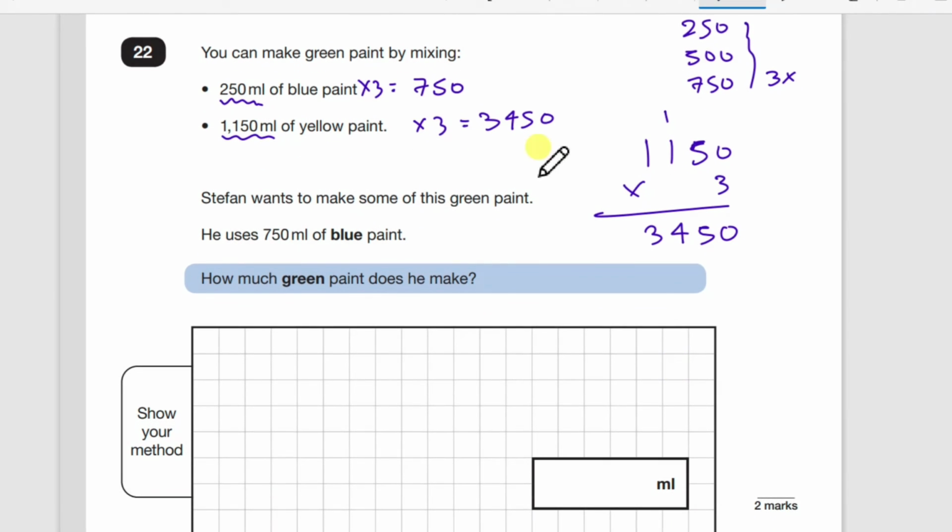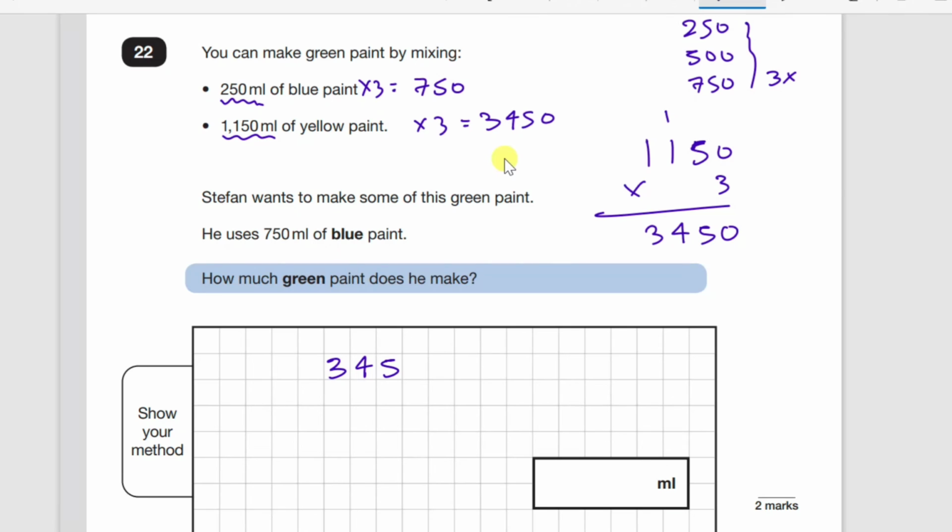Therefore, to get green, you need to add up your two figures. So 3,450 add 750. Whew, almost done. 0 plus 0 is nothing. 5 plus 5 is 10, carry the 1. 1 plus 4 is 5, plus 7 is 12, carry the 1. And 1 plus 3 is 4. He needs 4,200 milliliters to get exactly what he needs. Yeah, that is not bad at all.